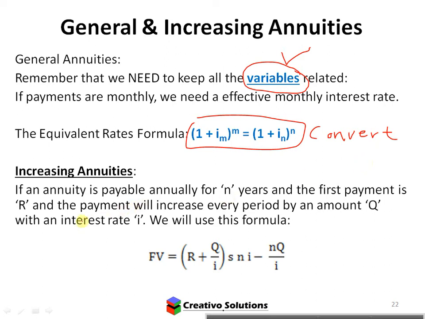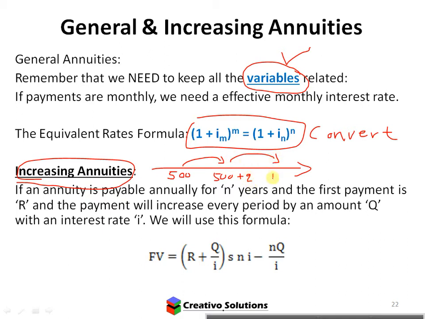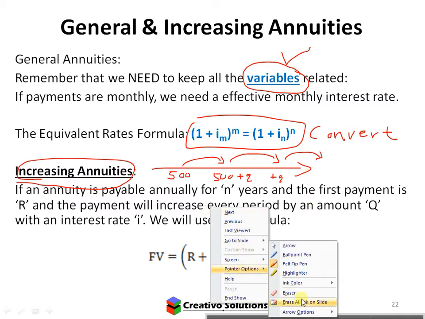Okay, if I'm looking at an increasing annuity, what does that mean? It means the annuity payments are going to increase. So I'll have 500 here. That's going to increase next month by 500 plus Q. And then the next payment will be the payment plus Q. And the next will be the payment plus Q. So it's growing. Every period the annuity grows by a fixed amount, by a specific amount.